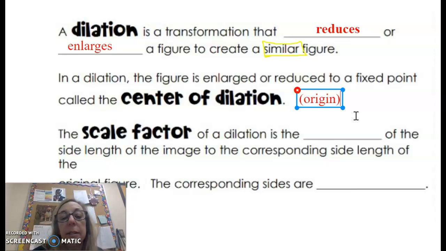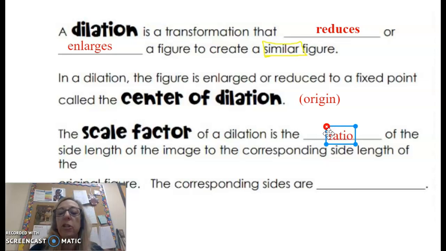Next thing we're going to discuss is the scale factor, and the scale factor of a dilation is the ratio of the side length of the image to the corresponding side length of the original figure. Now remember, a ratio is a comparison of two things, and we are comparing side lengths of the original figure to the new figure or the image, and you're going to see that they should be growing or reducing at the same rate. And that's where this next blank comes into play. The corresponding sides are proportional.